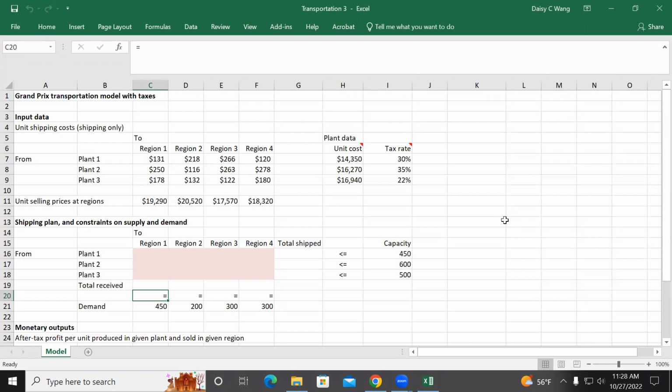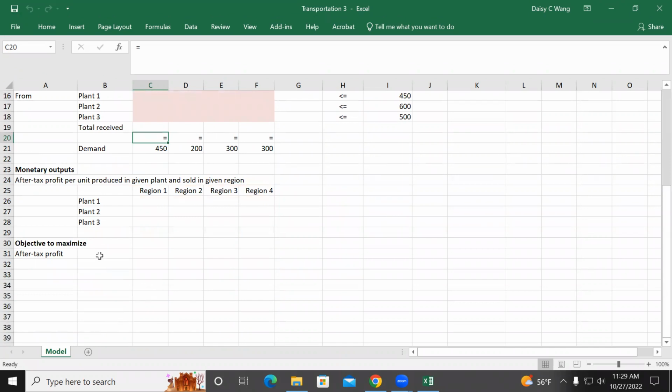You see, transportation 3 has the shipping cost and also the plan cost. Then they have the selling price for each region. On top of that, we have a tax rate for different plans. So we have to put in some formulas, and in this case, our goal is not to minimize the cost, but to maximize the after-tax profit.